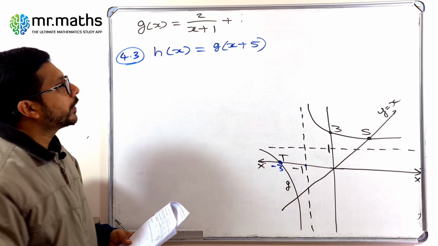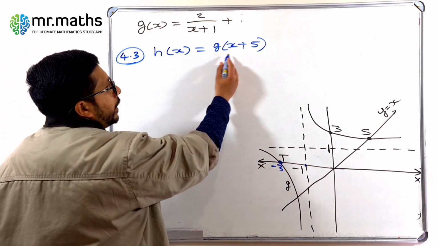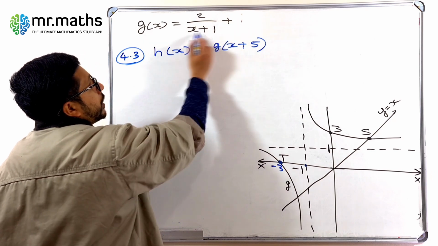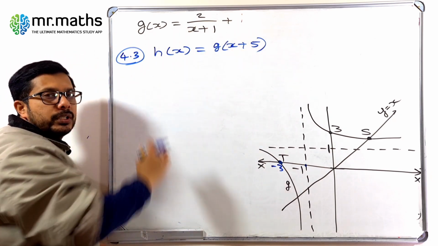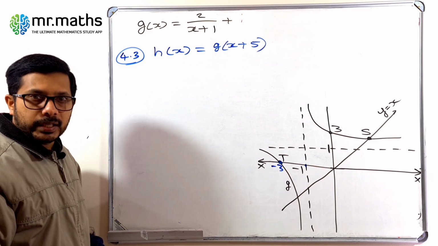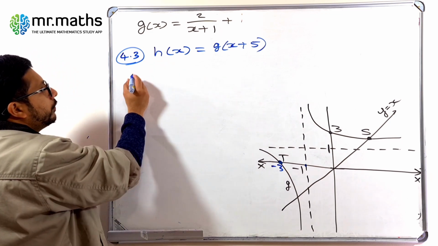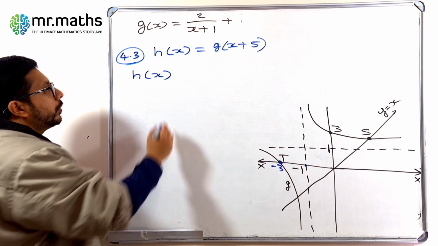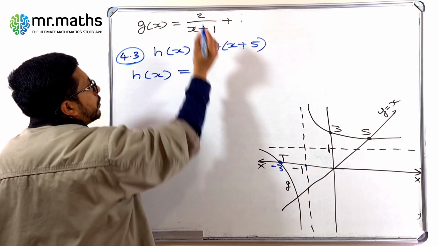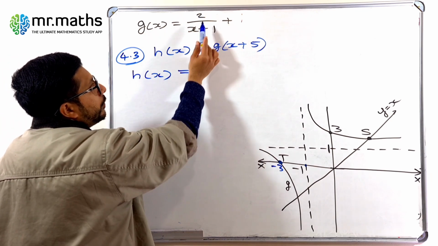So it means that the entire graph g of x is shifted 5 units to the left, and that new graph they call h of x. Here let's try to find the equation of h of x first. So h of x is equal to, what you have to do is very simple.